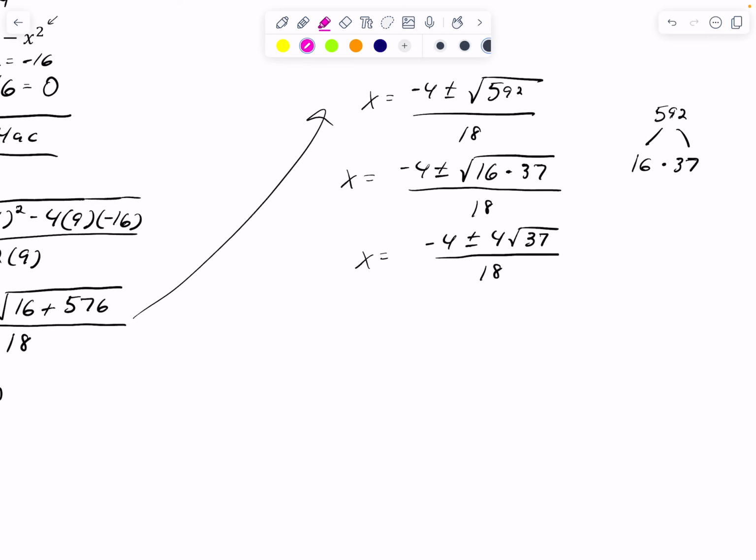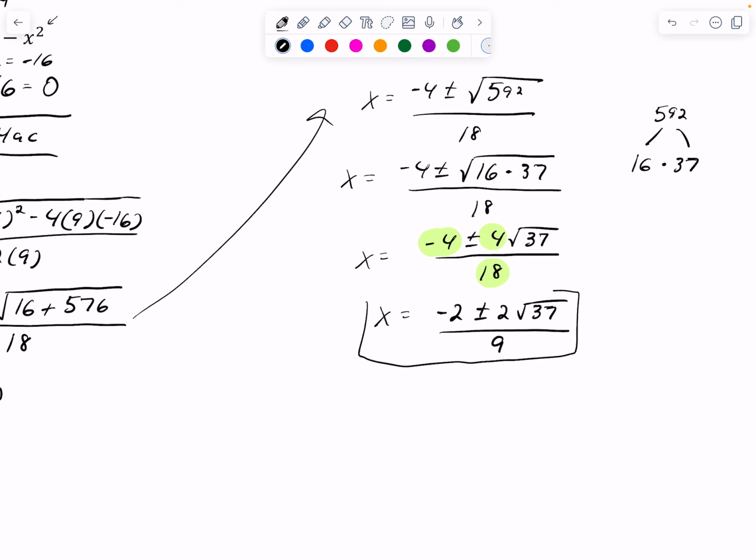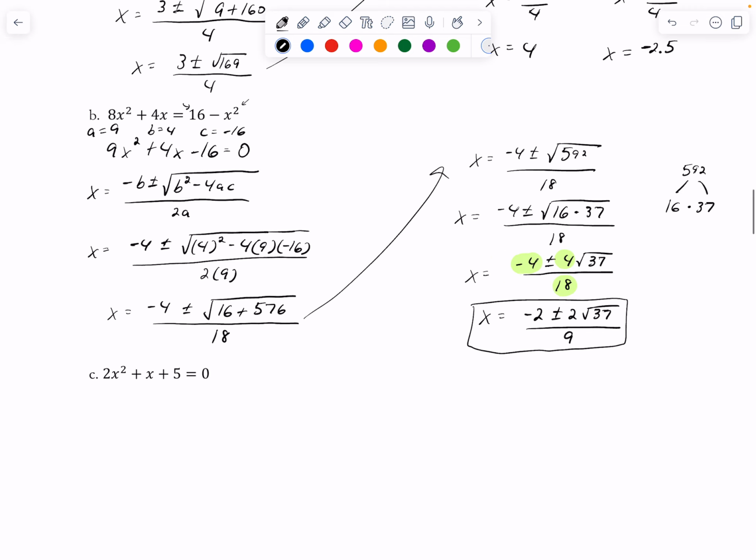Now this last step is to look at the value in front of the radical, and the denominator, to see if you can divide each of those by a number. And negative 4, 4, and 18 can all be divided by 2. So I'm going to write negative 2 plus or minus 2 times the square root of 37 all over 9. And unless I give you a calculator, you can just leave it like this. I'll probably give you a calculator for that square root of 592 or ask you to rationalize that.